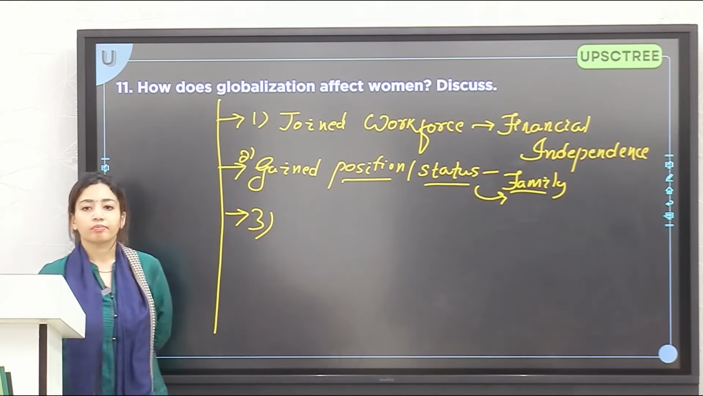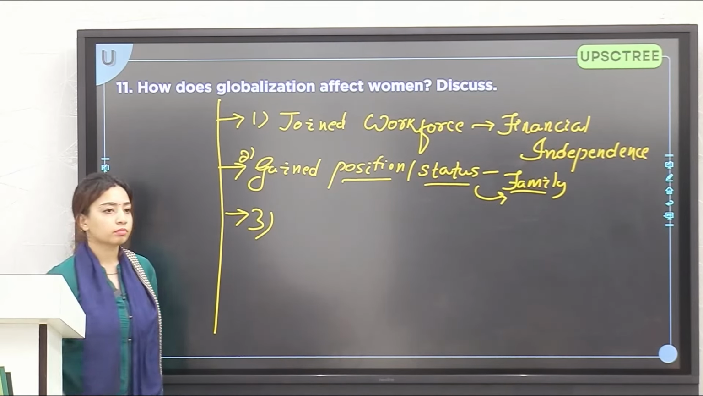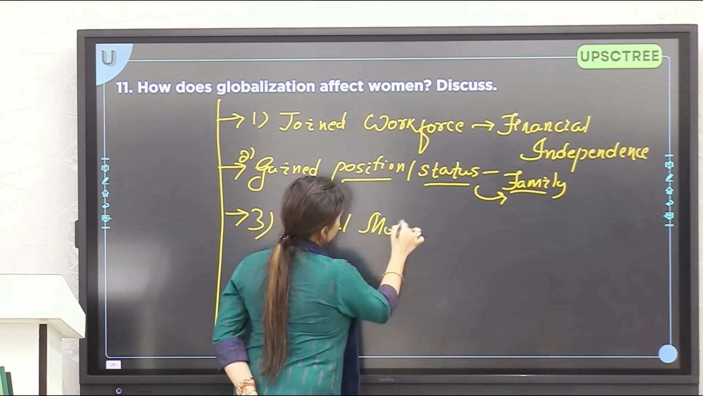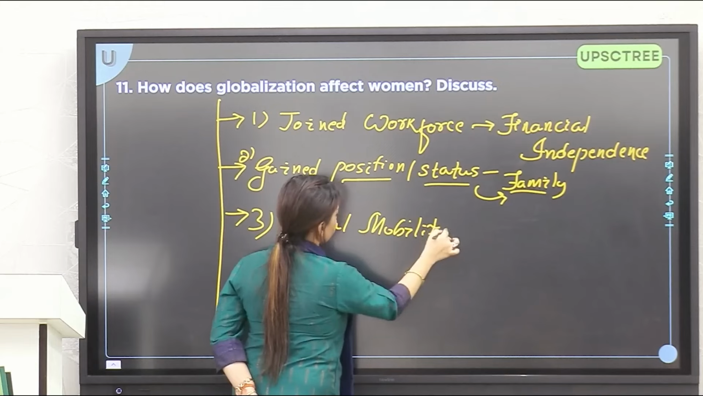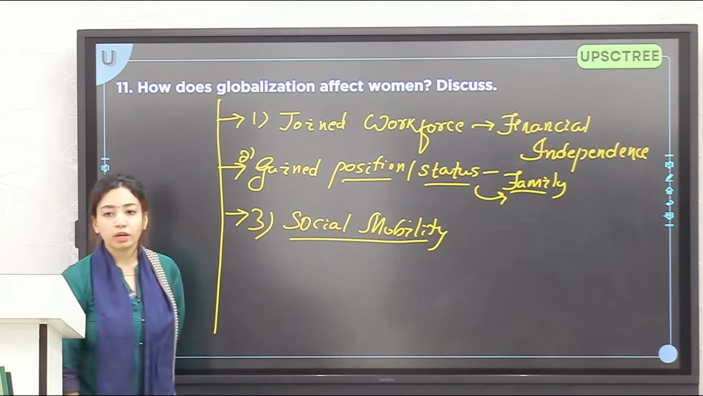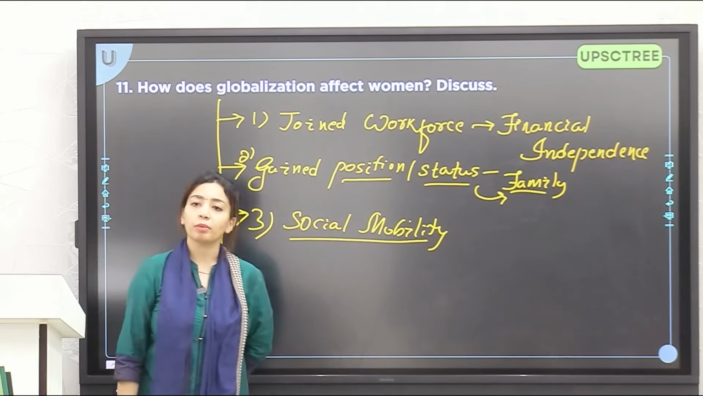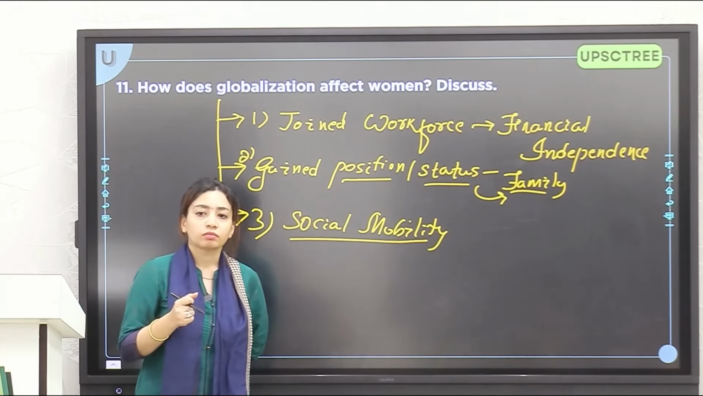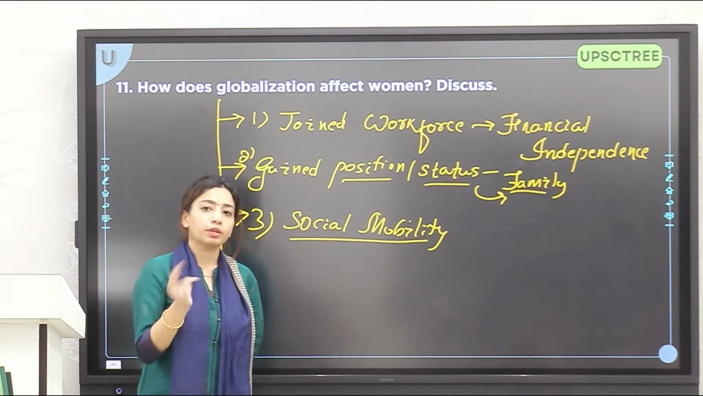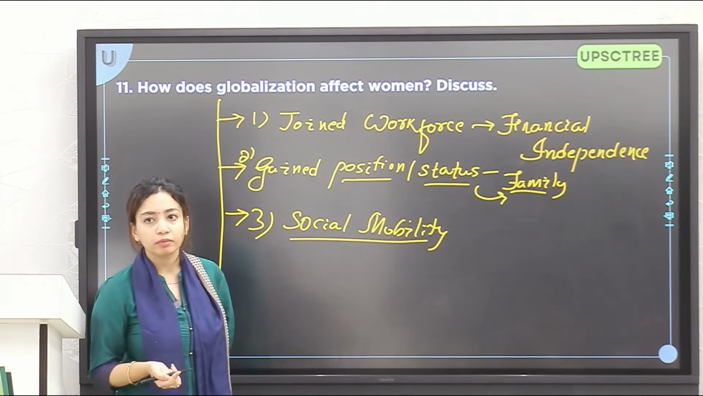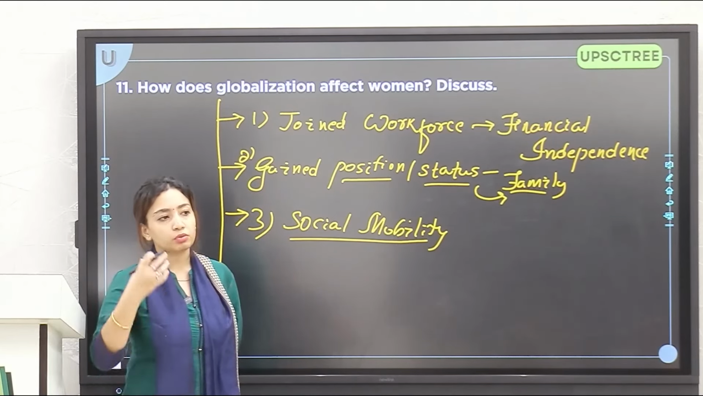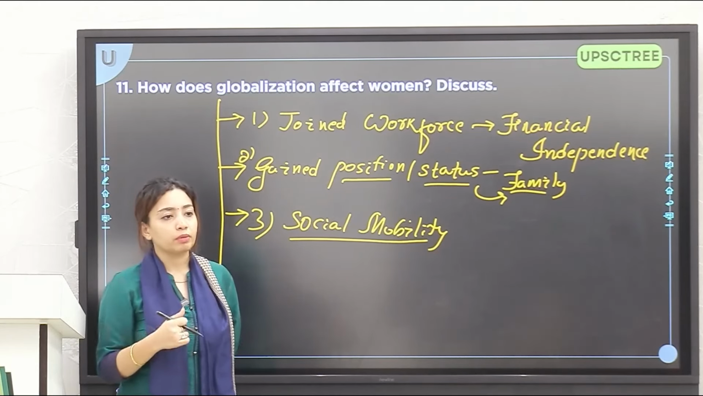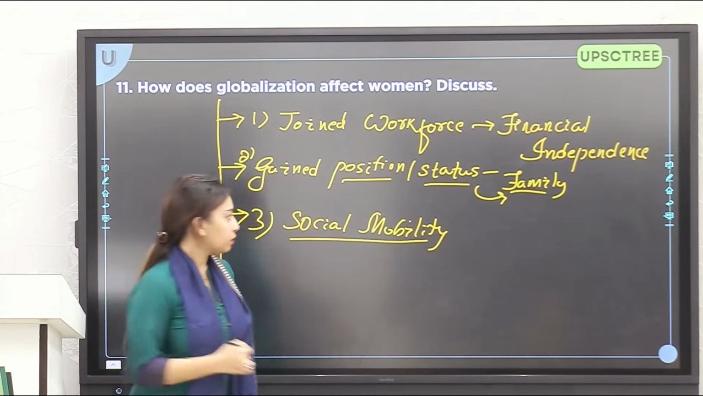Then, what else will there be? There was significant social mobility for women, right? So how many types of social mobilities are there? Vertical, horizontal. So here it will be which kind of mobility? So if a woman is joining workforce, then what kind of mobility it will be? Horizontal or vertical? Definitely vertical.